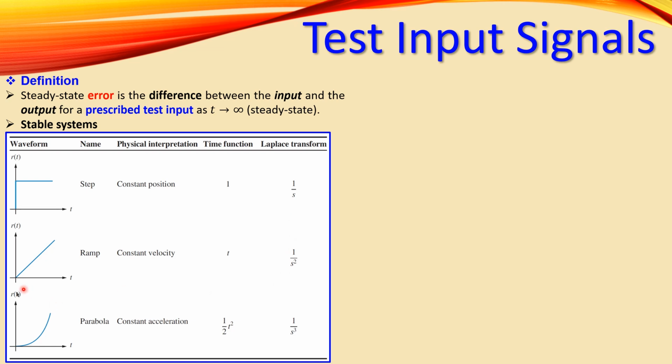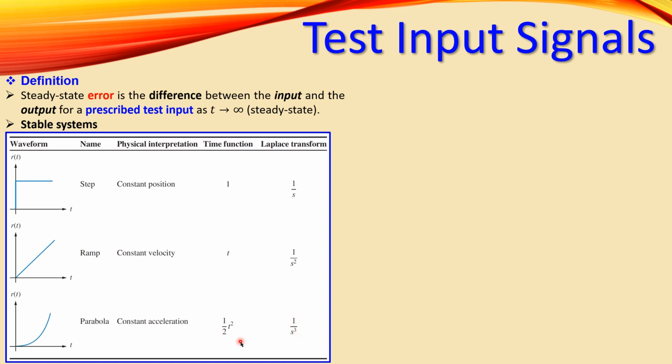We also have a standard parabola, which is a second order expression. This input gives as a physical interpretation the constant acceleration. In order to go from here to there and move back, this half is placed here as a coefficient. So it is 0.5 times t squared, and that will give you nicely, if you convert it to Laplace transform, 1 over s cubed.